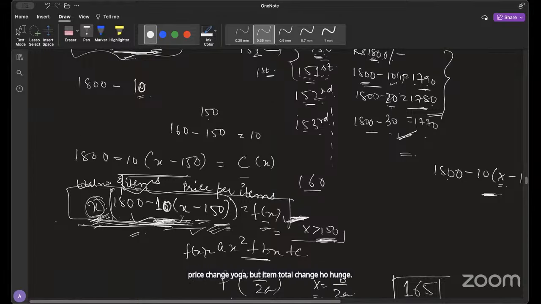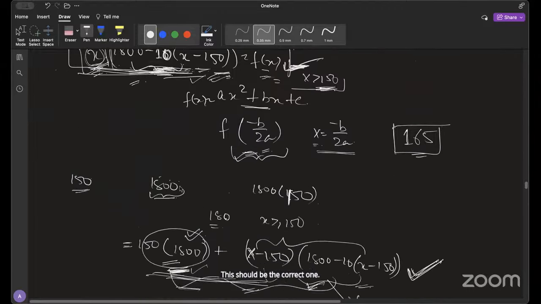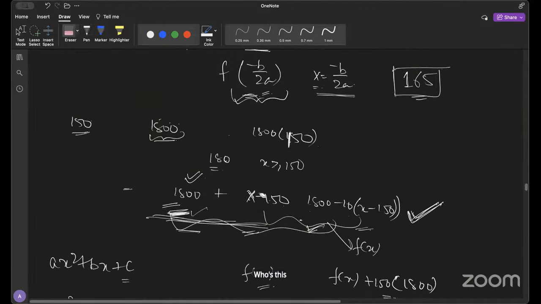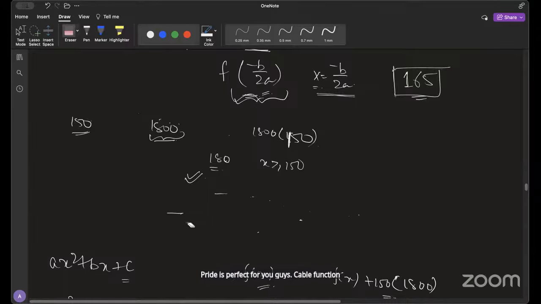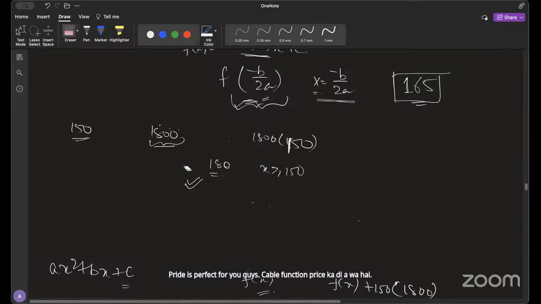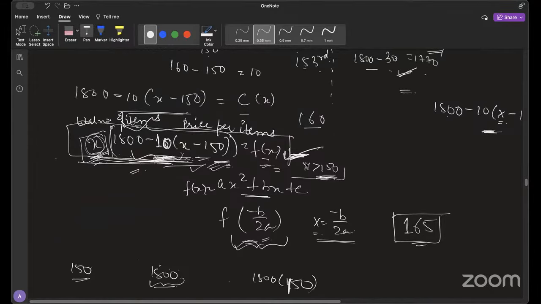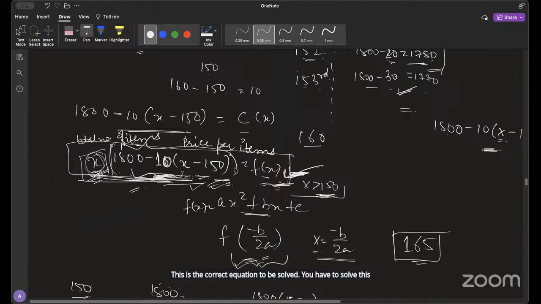All right, this is items x then. Use x here. This should be the correct one. Use this, forget this. The effect is on the price. As we buy items, the price function is what is given. This is the correct equation to be solved. You have to solve this and find the maximum of this. That's all.